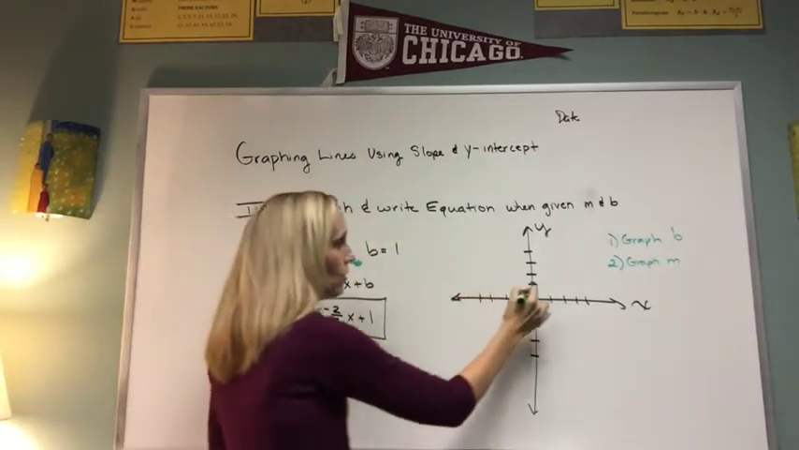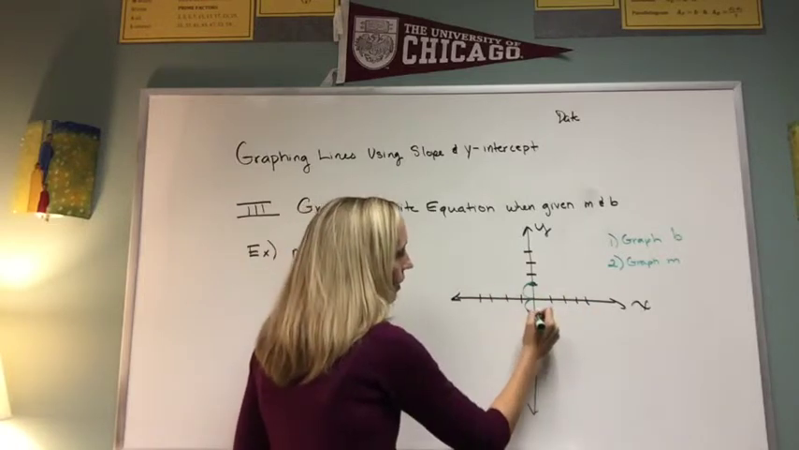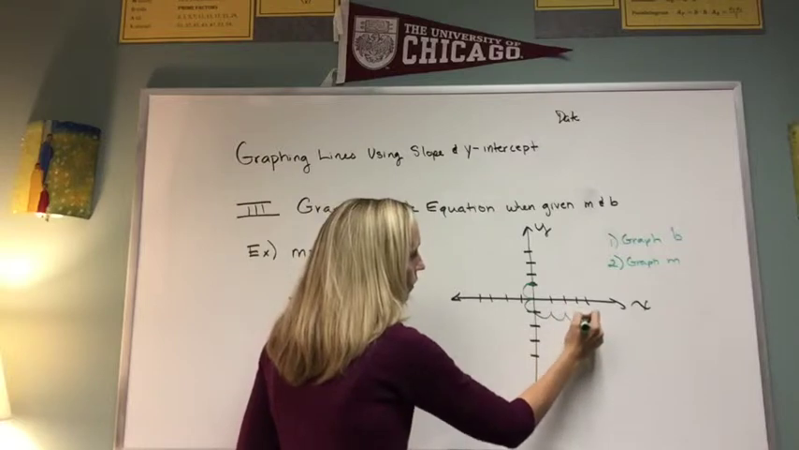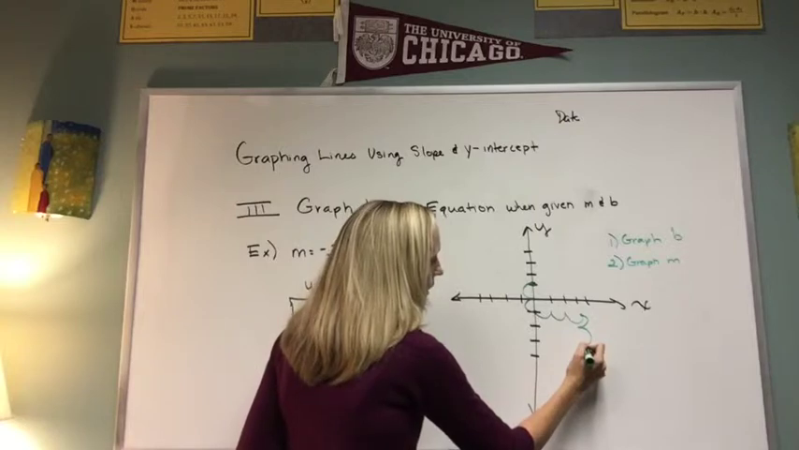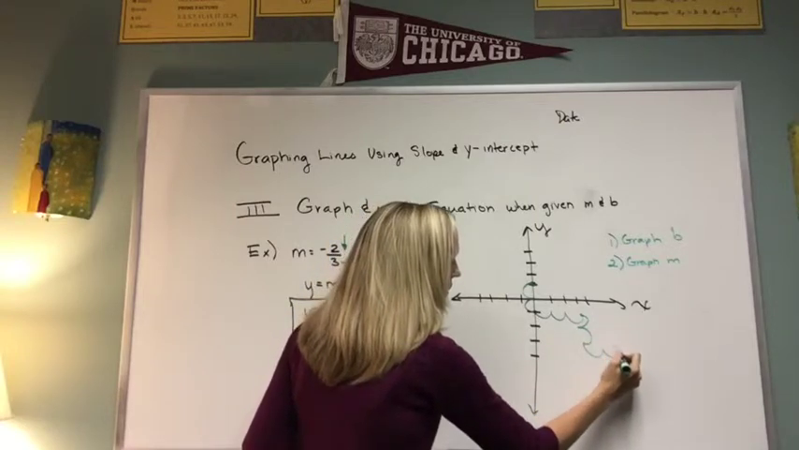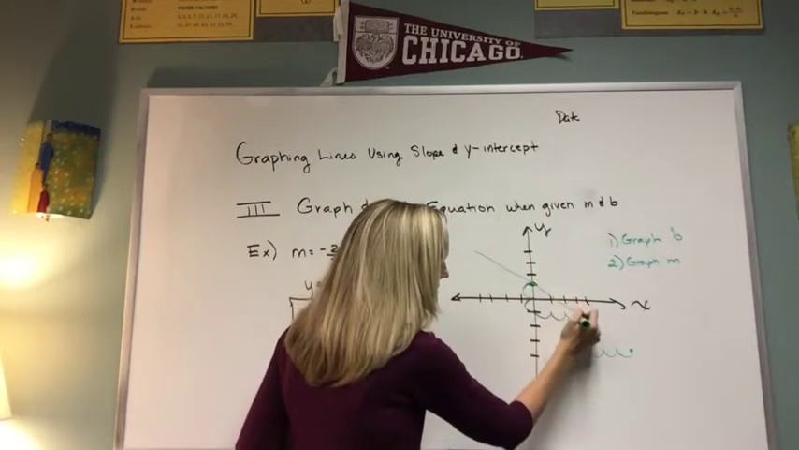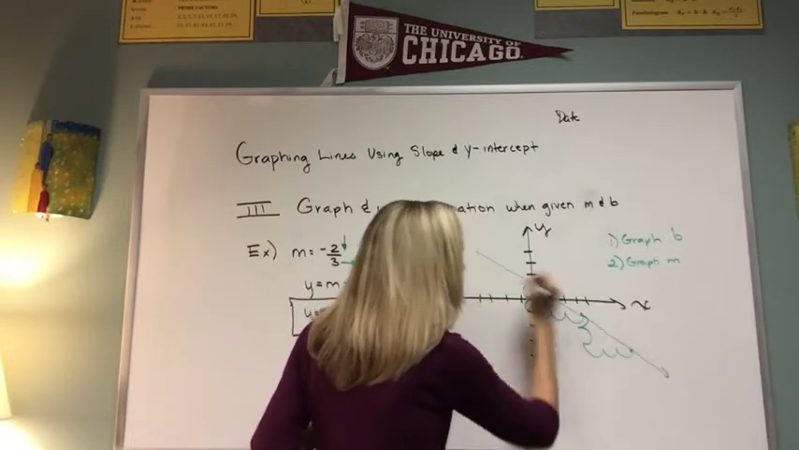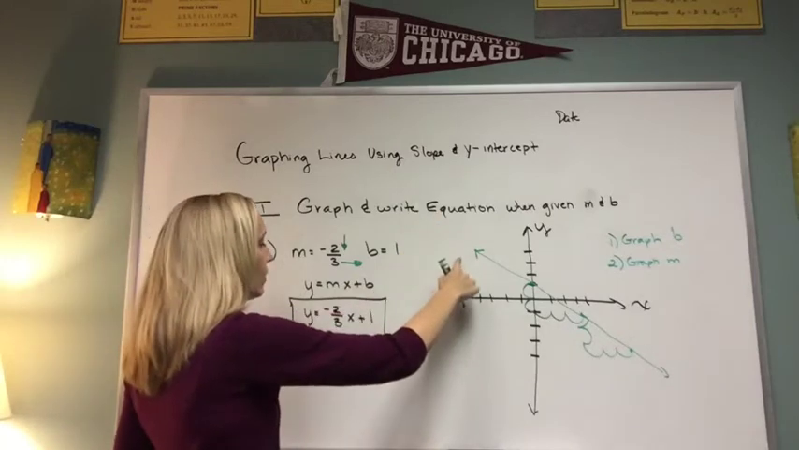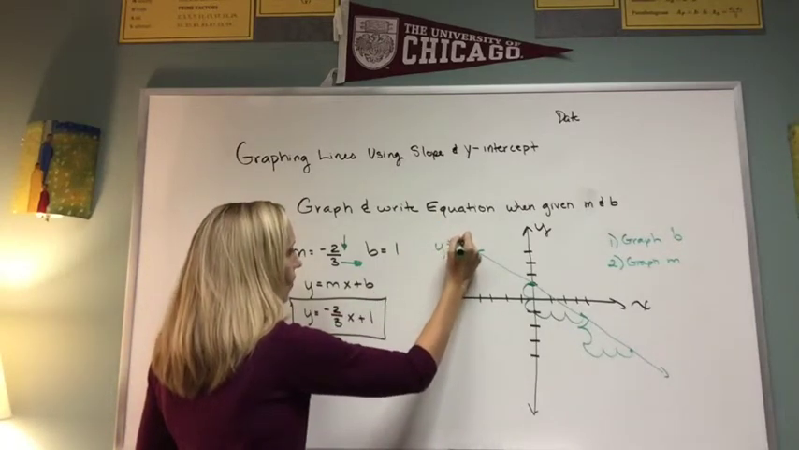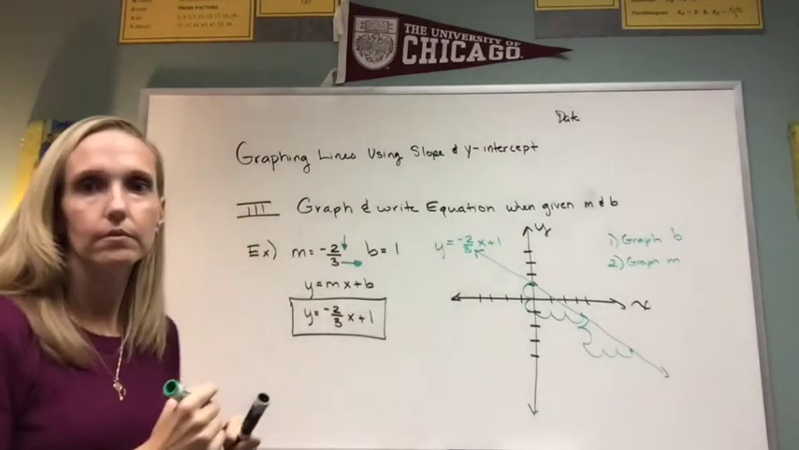I'm going to go down 2. So 1, 2, and then to the right 3. 1, 2, 3. You connect your points with a straight edge. You label your arrows because your line goes on forever. And then we label our line with the equation that this line is y equals negative 2/3 x plus 1. Does that make sense?